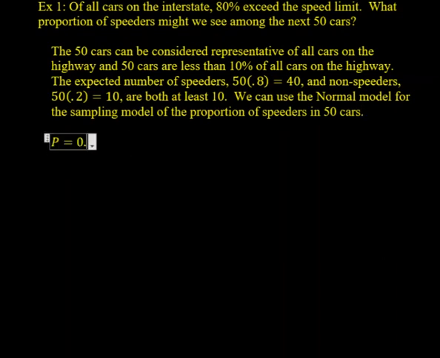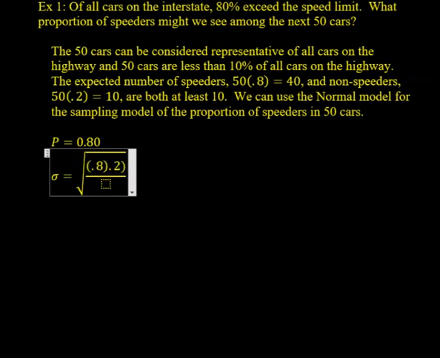Our probability is 0.80 that we get a speeder, and sigma is the square root of 0.8, probability of success, times 0.2, its complement, over 50, the sample size. This will equal 0.057.